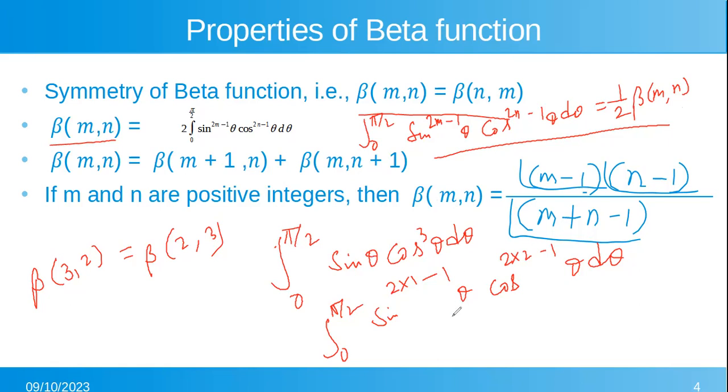Okay, clear? So comparing this expression, we can find 0 to pi by 2 sine theta into cos cube theta d theta becomes half of beta 1 comma 2. Why 1 comma 2? As comparing with the second property, we can find m equal to 1 here and n equal to 2 here. So half of beta 1 comma 2 is the answer.